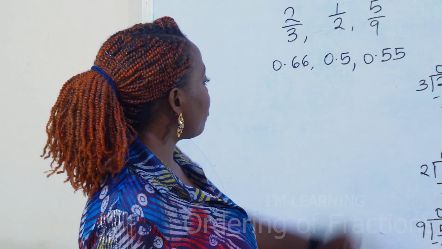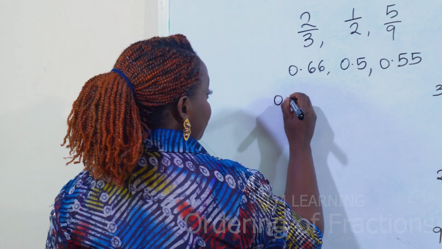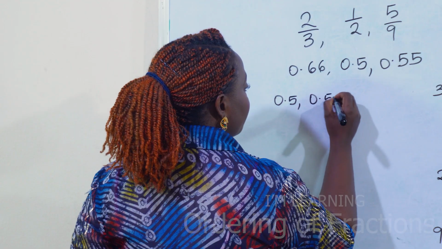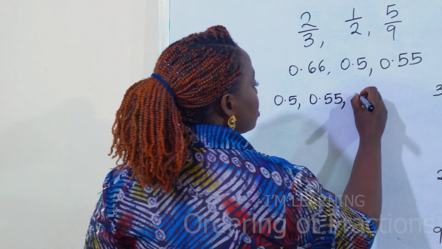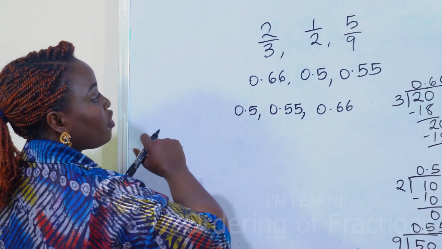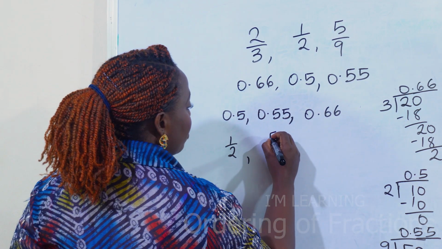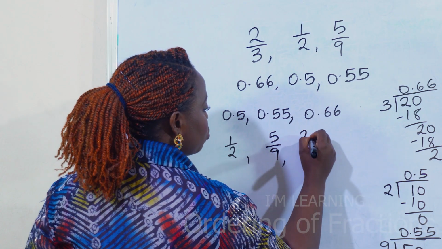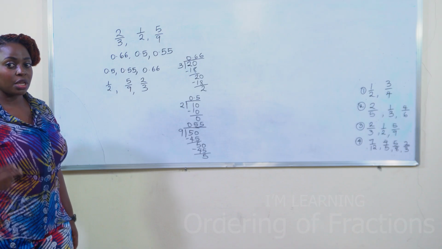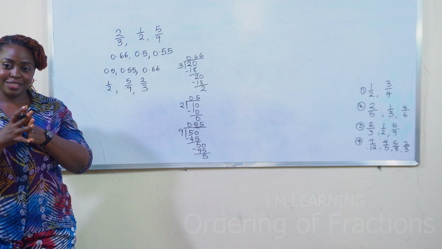Now let's look at these three decimals: 0.5, 0.55, 0.66. The smallest is definitely 0.5. The next one is 0.55. And the last one is 0.66. So if I were to order these fractions from the smallest to the biggest, I would have half, 5 over 9, and then 2 over 3. That means in this set of fractions, 2 over 3 is actually the biggest, and 1 over 2 is the smallest.